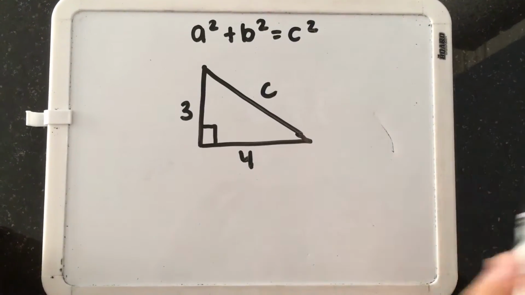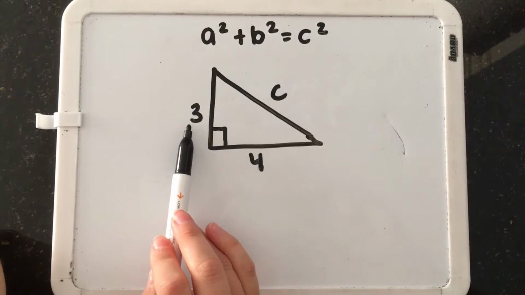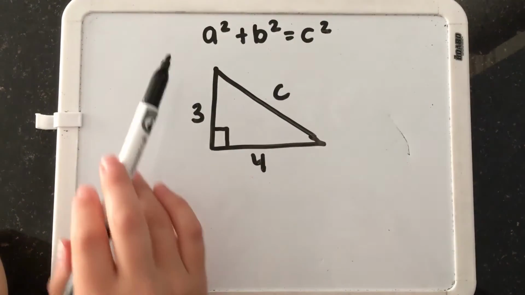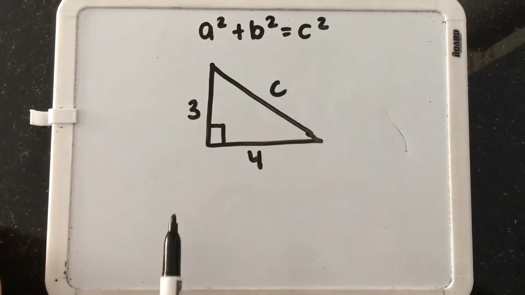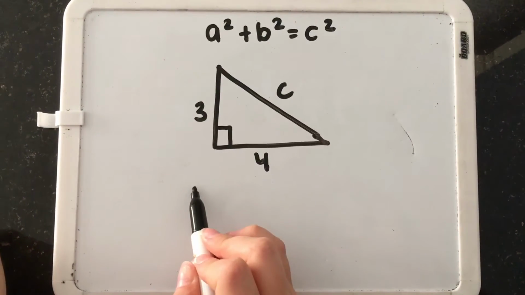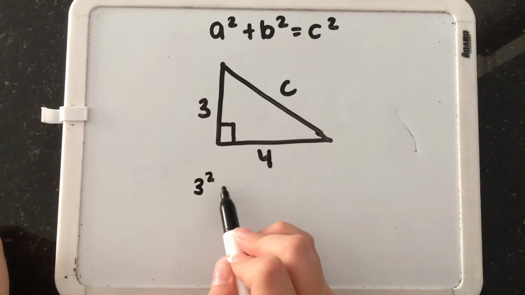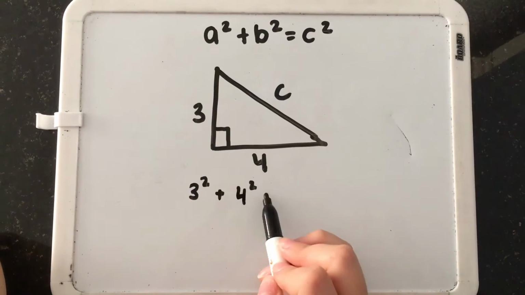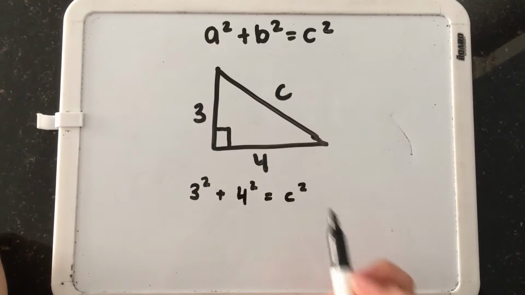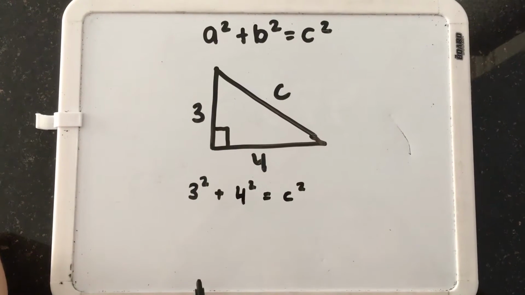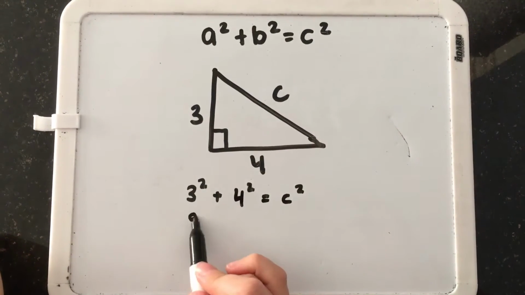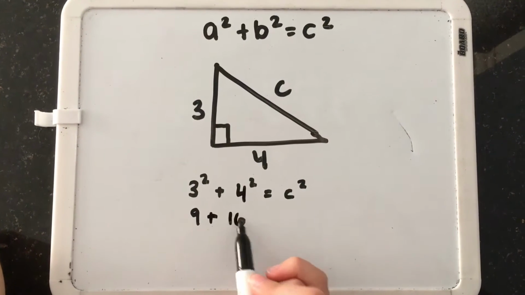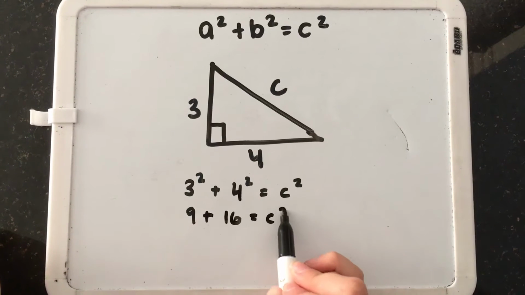In this example, our a is 3 and our b is 4, but we don't know what c is, so we can use the Pythagorean Theorem in order to find c. A squared, 3 squared, plus b squared, 4 squared, equals c squared. Let's reduce the left side a little bit. 3 squared is 9 plus 4 squared, 16, equals c squared.